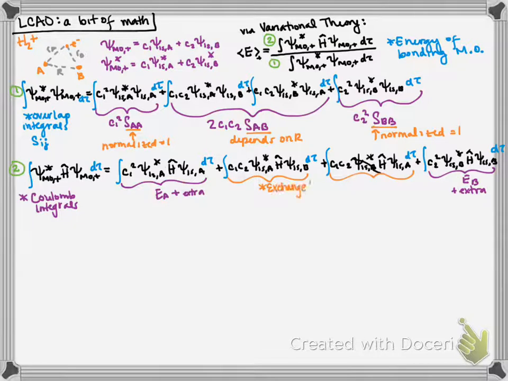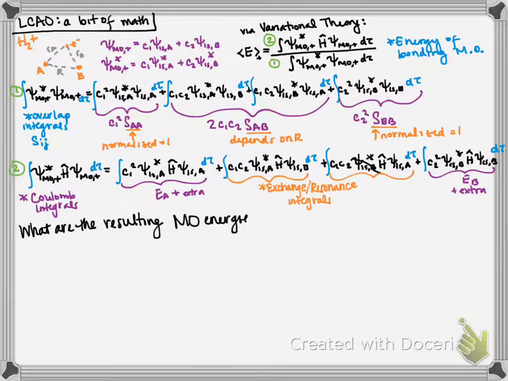But if we look at the two terms in the middle, these are known as exchange or resonance integrals. These also showed up in our Huckel molecular orbital theory, and exchange or resonance integrals have different wave functions. So the Hamiltonian acts on one wave function, and the complex conjugate is of another wave function. We can think of them as the energy associated with the electron being shared or exchanged by two different nuclei.